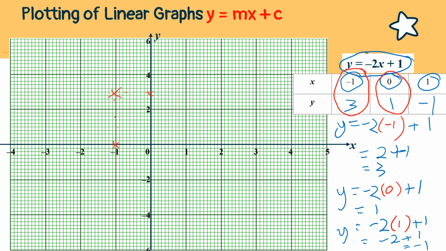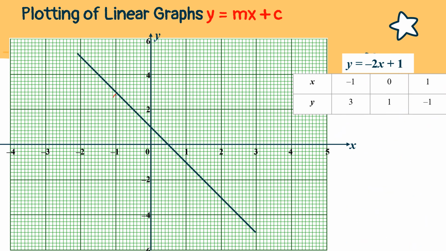Next, we will plot 0, 1. The x is 0 and the y is 1. And lastly, we'll plot 1, negative 1. So the x value is 1, the y value is negative 1. So the last point is actually here. So drawing a straight line, now when we join the points negative 1, 3, 0, 1, and 1, negative 1, we will get this straight line y equals negative 2x plus 1. Please draw the line as long as possible.